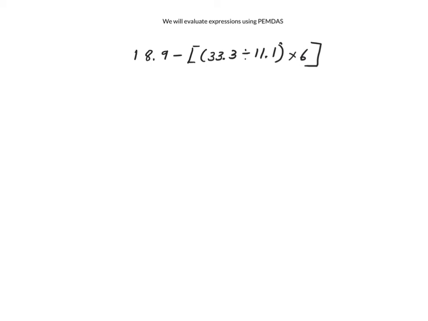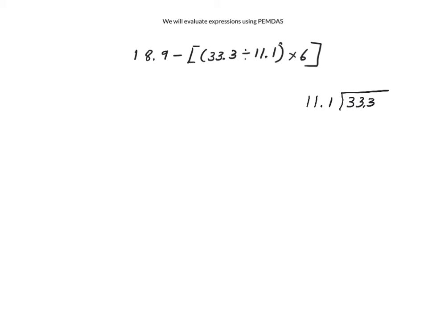So let's look at another one. Whoa, this looks like too much, doesn't it? But you know what? When we break it down and use PEMDAS, it's not too bad. So remember, we do the parentheses inside the bracket first. So 33 and 3/10 divided by 11 and 1/10. Okay, I know it's been a while since we divided decimals like this. Let's give it a try.